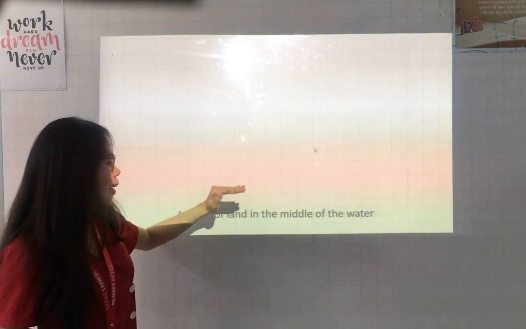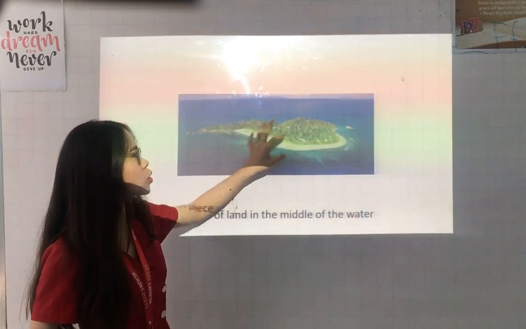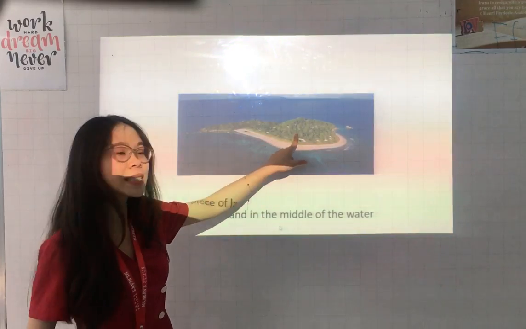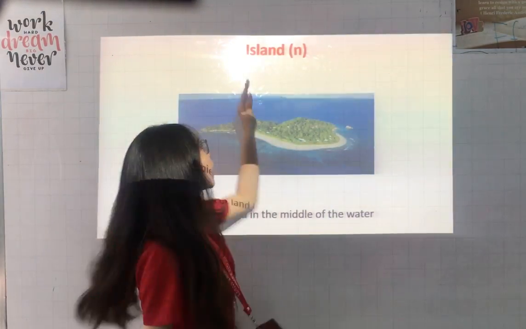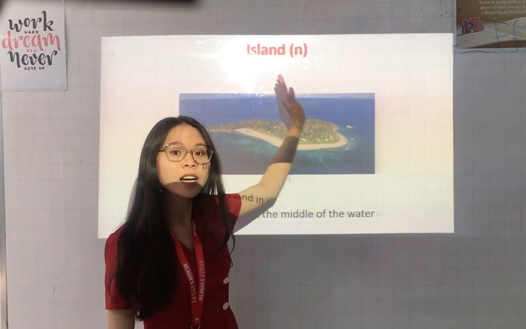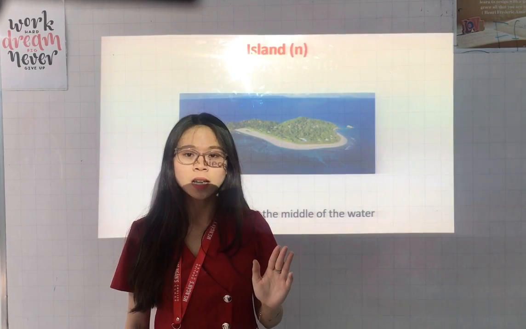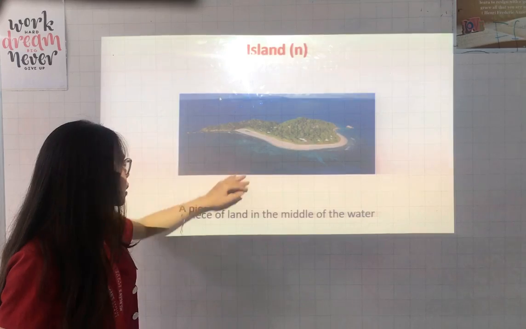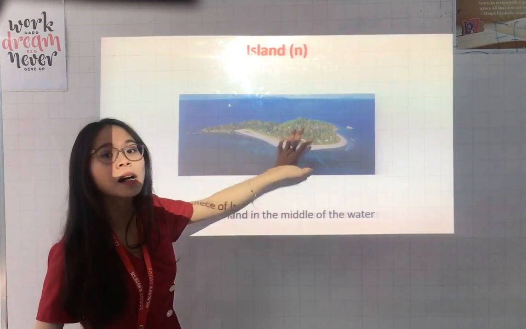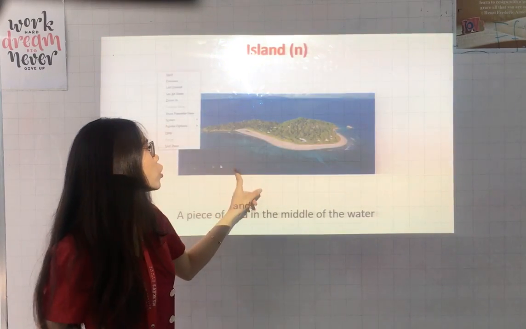A piece of land in the middle of the water. So we can see water around this land. Okay. So we say island. We don't say the s sound here. So we say island. Island. Okay. So this is a piece of land in the middle of the water.